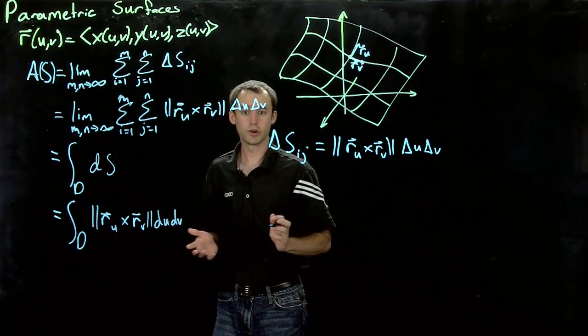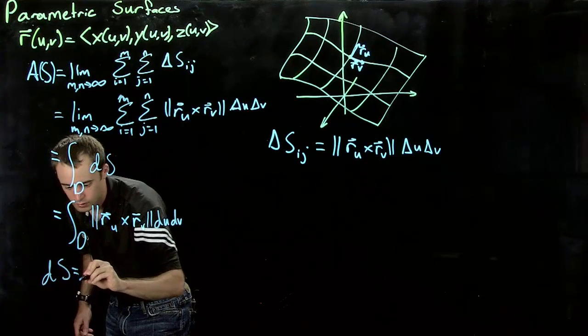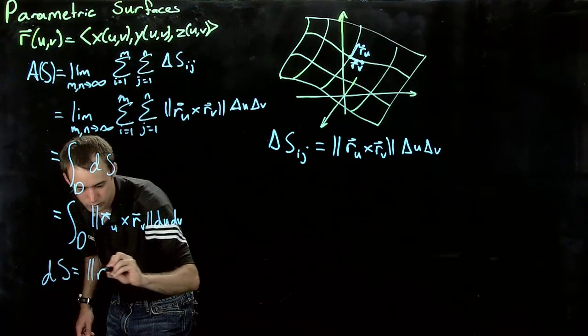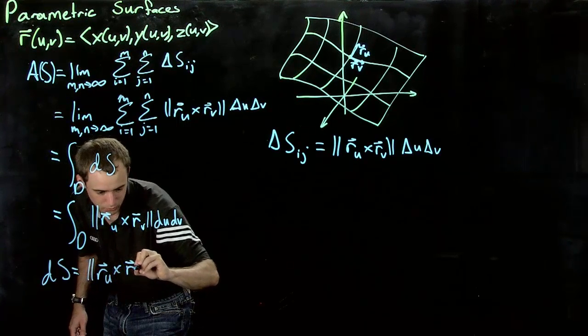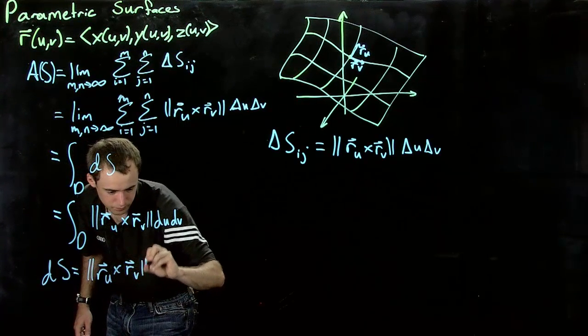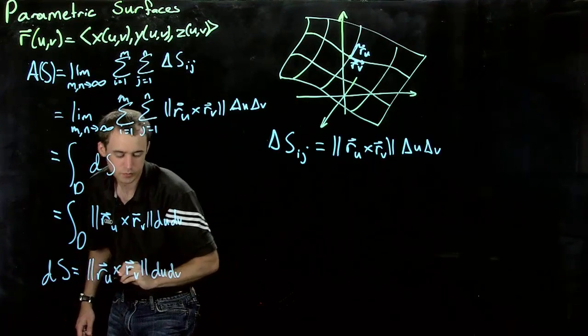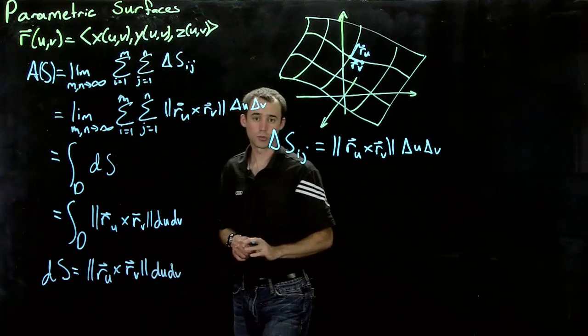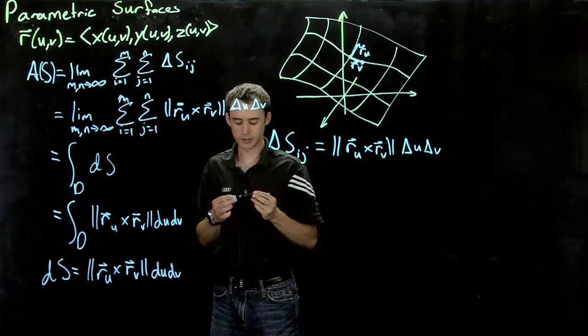So the takeaway point here is that dS is equal to the magnitude of Ru cross Rv du dv. And you can use whatever techniques you want to solve this integral. But that will depend on a case-by-case scenario.